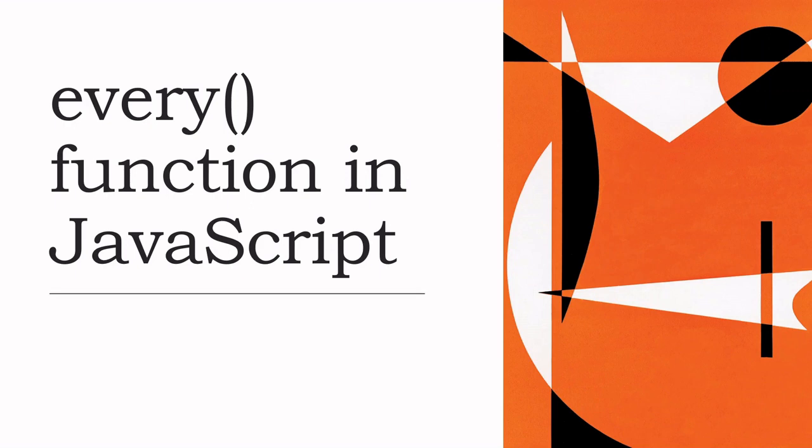Let's say you have a program where you want to check some logic on each element of an array. If all the members of that array satisfy the condition, then only you perform some other operation. To check whether all the members in an array satisfy that condition or not, you can use the every function in JavaScript. So without wasting any time, let's get started.